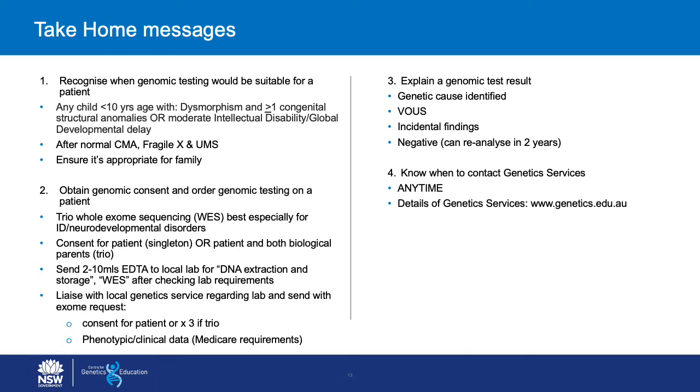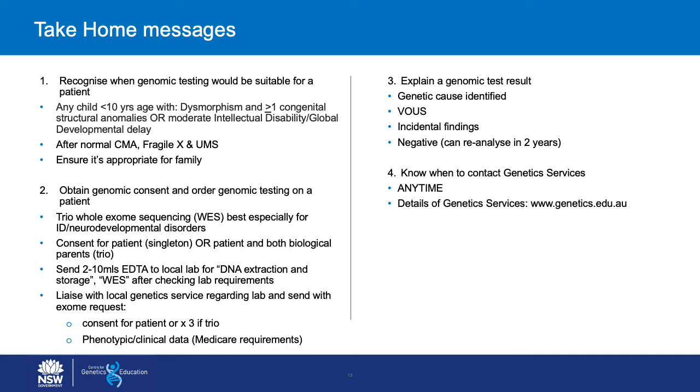Secondly, consent and ordering of genomic testing. Points to remember are: trio whole exome sequencing is the test of choice for intellectual disability and neurodevelopmental disorders. Consent for the patient only, singleton, or trio, that is patient and both biological parents, is mandatory. Thirdly, ordering of the test requires 2 to 10 mL of EDTA done at a selected lab for DNA extraction and storage. Consent for the child, that's a singleton, plus each parent if it's a trio.